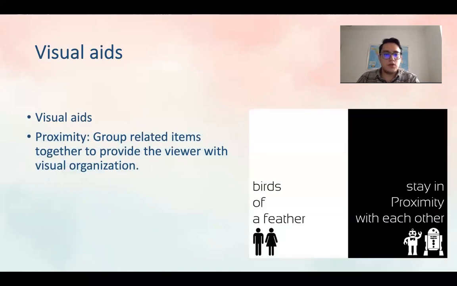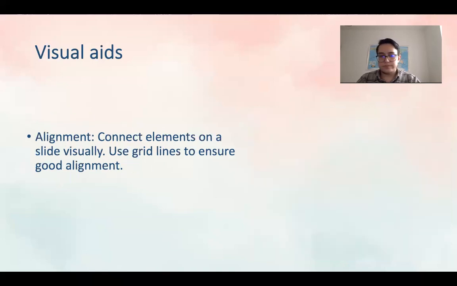Proximity. Group related items together to provide the viewer with visual organization. You can see they use, again, the contrast of the color, and on the left is people and on the right is machines. So it gives a proximity, and then the difference, you can feel it and you will be more interested in looking at this slide.